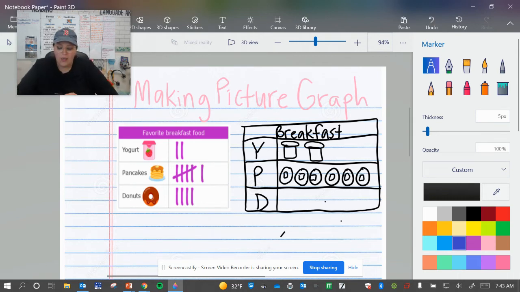Okay. So I have 6 pancakes. So I have 6 pancake pictures. 6 tallies, 6 pictures. So that's how you're using the tally chart to know how many pictures to draw in each section.